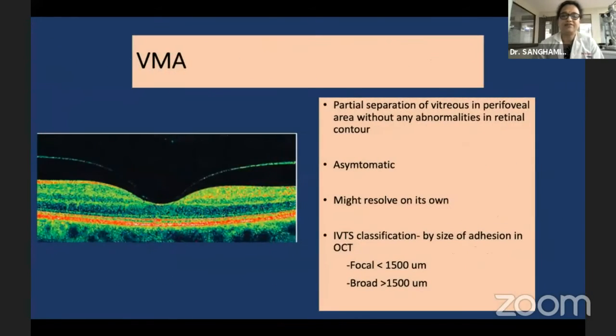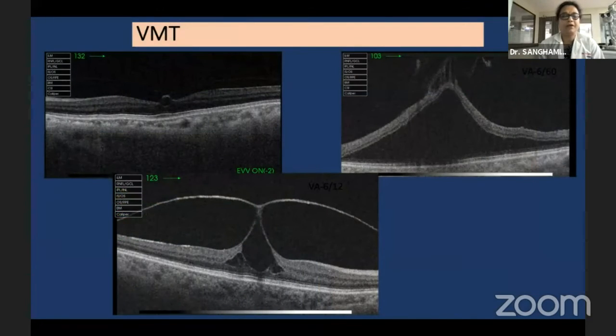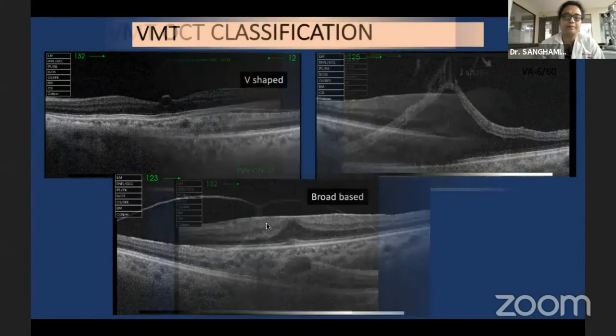The VMA is defined as the partial separation of the vitreous in the perifoveal area without any abnormalities in the retinal contour. Usually these patients are symptomatic and might resolve on their own. The International Vitreoretinal Traction Society has classified the size of the adhesion according to the OCT as focal, less than 1500 microns, and broad, more than 1500 microns. The VMT may be of different types. It may be just a focal VMT producing a cyst, a type with a retinal detachment, and a tenting type of VMT.